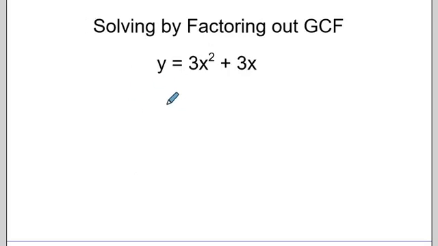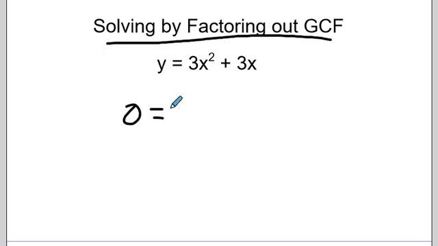All right, let's get into some more complicated stuff. So y equals 3x squared plus 3x. We're going to solve this quadratic equation by factoring out the greatest common factor. And there's a reason that we're going to do this, and I'll explain it after we do that factoring. So 0 equals 3x squared plus 3x.